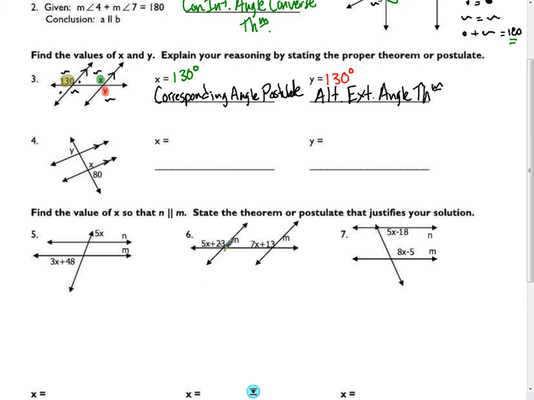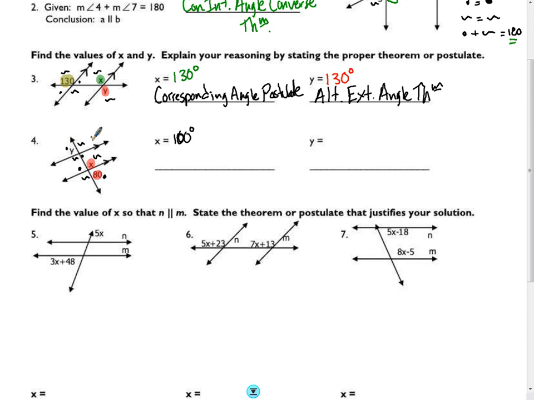So when I'm looking at the relationship that 80 has with x, the first thing I recognize is that they're on the same parallel line. So that means they're either vertical or they're a linear pair. Since they're adjacent to each other and they form a line, I know that x is going to be a linear pair with 80, which means it's going to have to be 100 degrees. Another way I can do that is go through my dot, dot, squiggle, squiggle, and understanding that a squiggle plus a dot has to add up to 180.